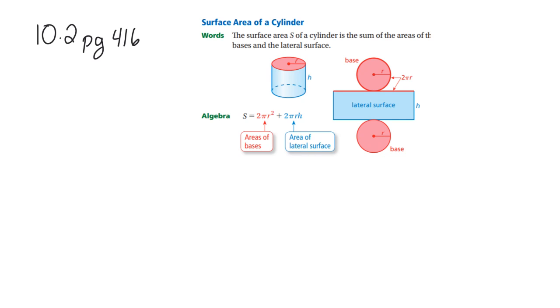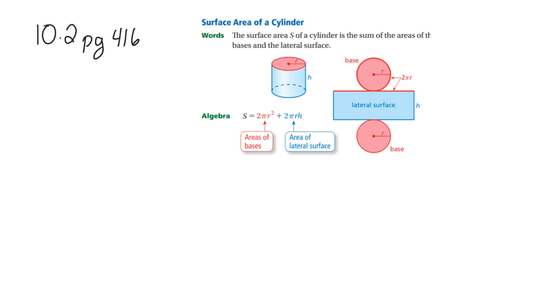Okay, guys, so lesson 10.2, we're on page 416. You want to follow along with me. Before we even look at this, quick think back to 10.1. What does surface area mean? That is the area of the surface. So all the outside sides, what are their areas? And then you add it up. We did that with rectangular and triangular prisms.